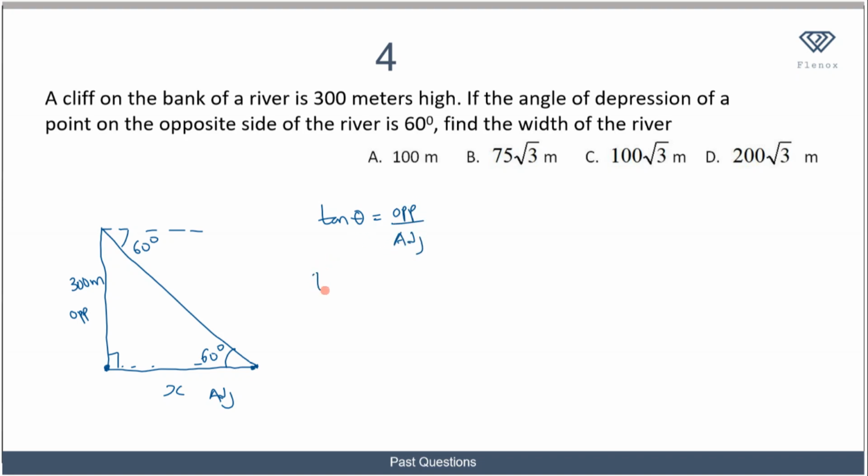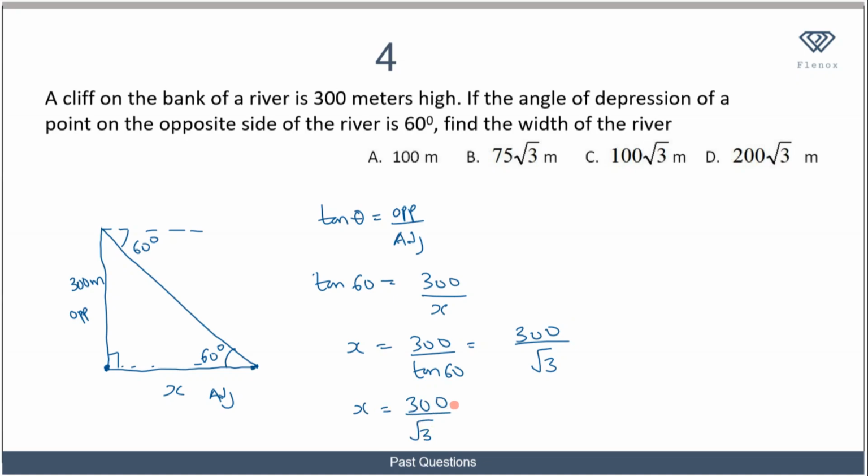So now I have tan 60 degrees equal to the opposite, which I'm told is 300 meters, over the adjacent, which I've called x. So x will be equal to 300 over tan 60. And tan 60, if we check our special angles table, is root 3. So now we have 300 over root 3. So x is equal to 300 over root 3.